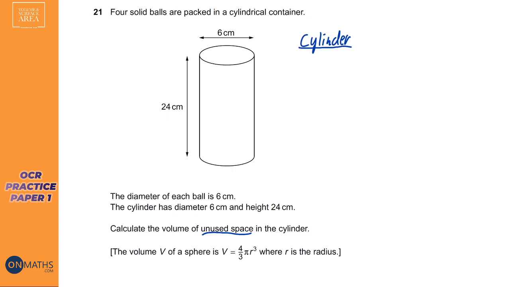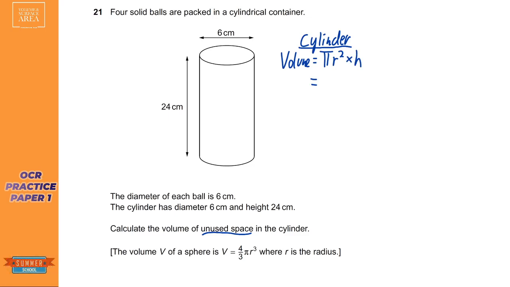Now, a cylinder is the same as a prism. It's just a circle-based prism. So to work out the volume, all you need to do is work out the area of the circle and times it by, in this case, the height. So area of the circle is pi r squared, and we're going to times it by the height of the cylinder, okay, or the length, depending on what you want to call it.